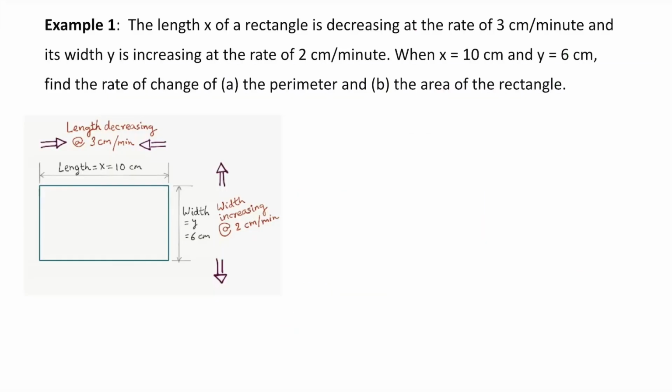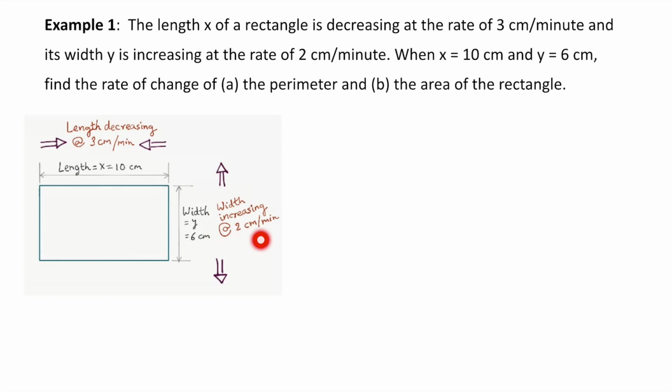There is a rectangle which we have drawn here, and it has a certain length and certain width at a given point in time. But its length and width are changing with time. So, as the problem says, its length is decreasing at this rate, 3 centimeters per minute. Every minute its length shrinks, and the width is increasing, the width is expanding at a certain rate, 2 centimeters per minute. So the length and the width are not the same at different points in time, they are changing.